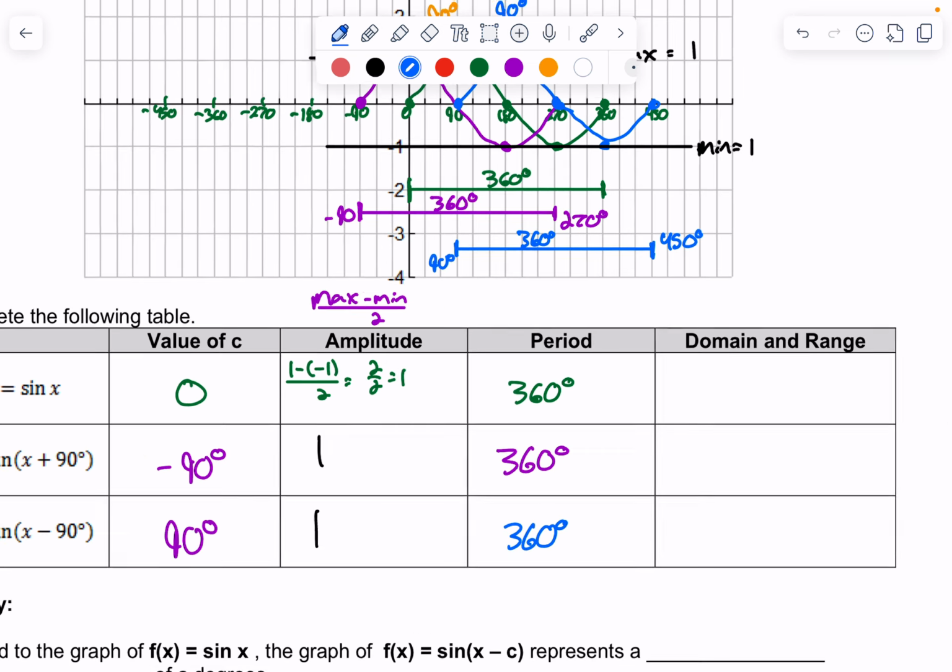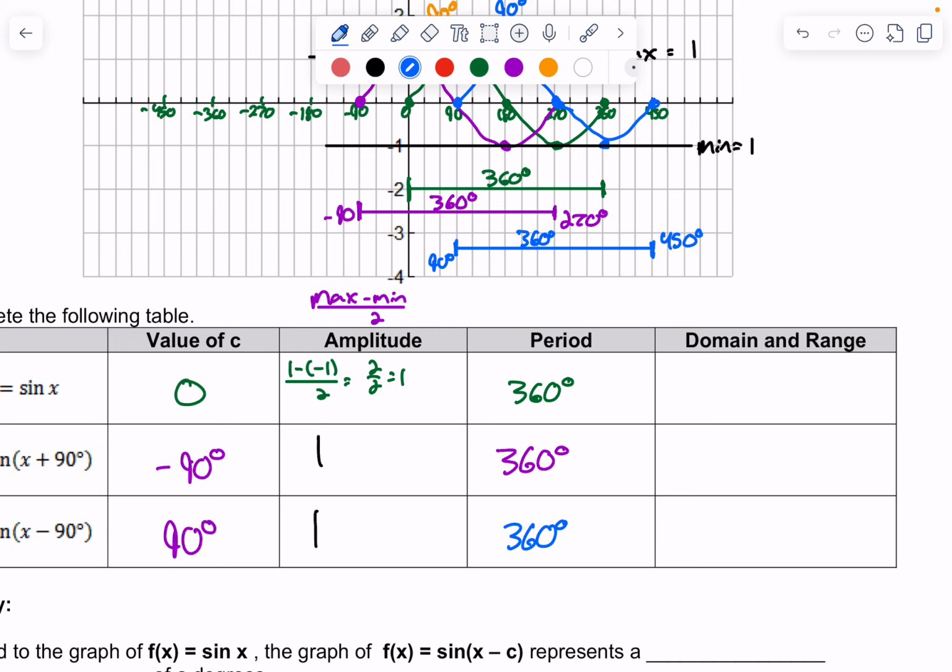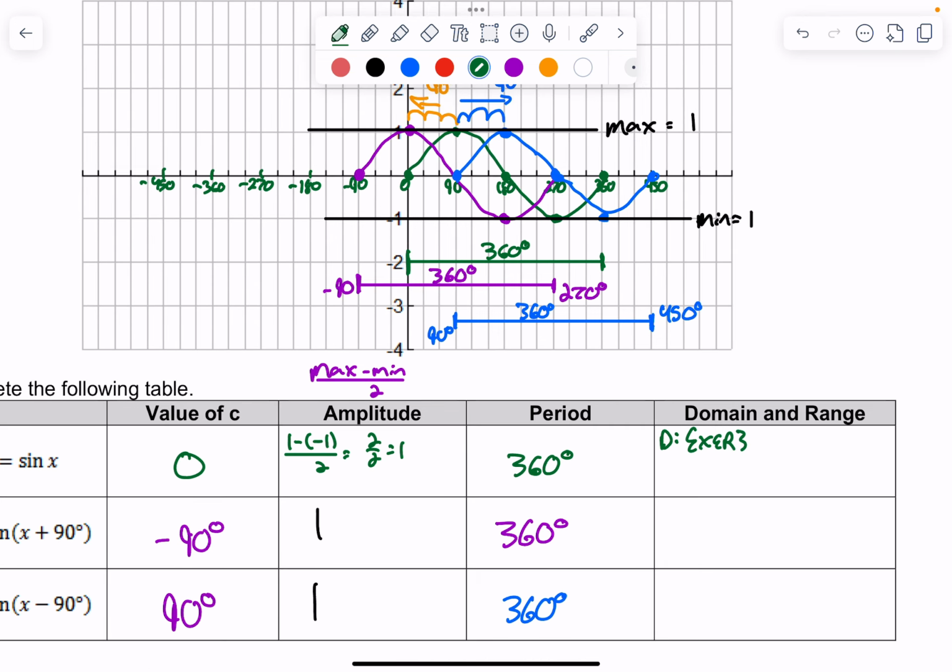Okay. Lastly, domain and range. Well, your domain here, remember what I said, your domain never changes. It's still x belongs to real numbers. Yes, you are shifting your graph, but that's not what domain means. Domain is saying what values are restricted, what values can it not equal. So yes, you're moving it left and right, but it doesn't change anything, right? Think back to quadratics, right?